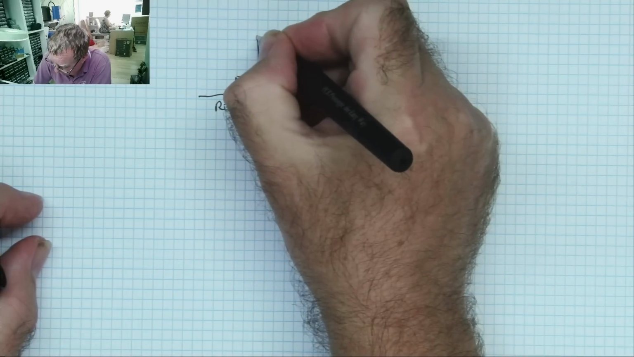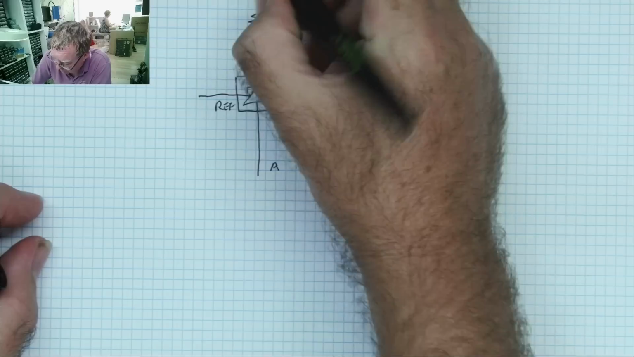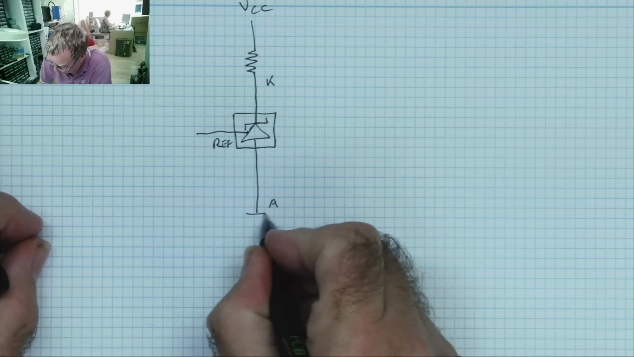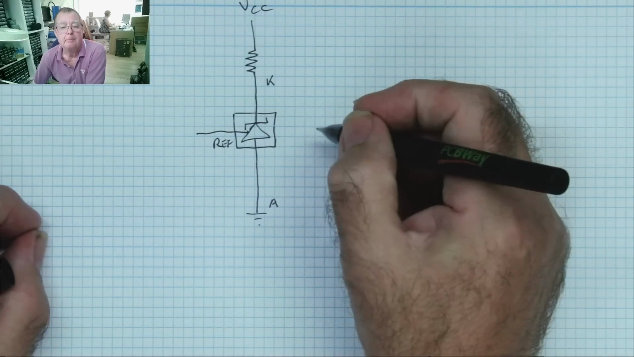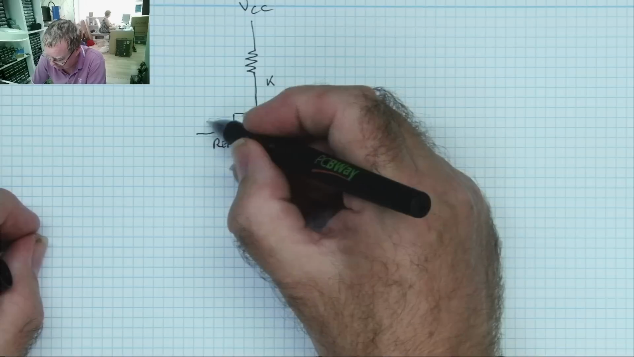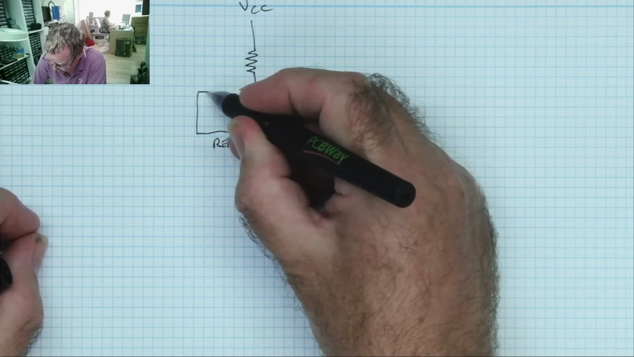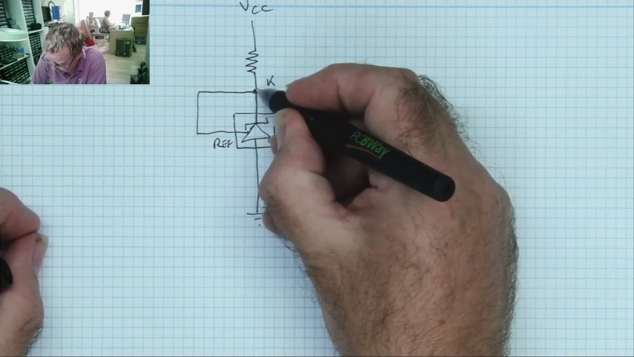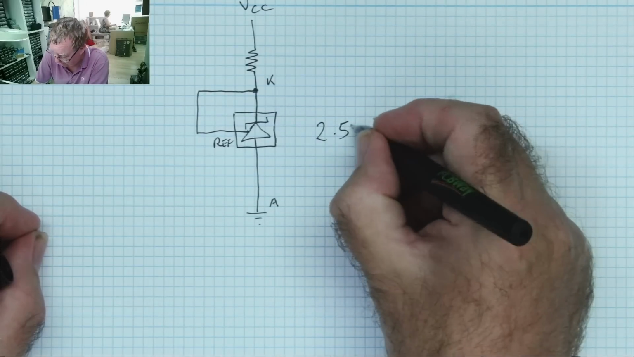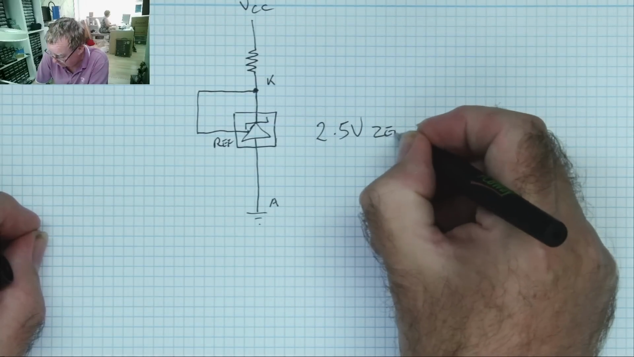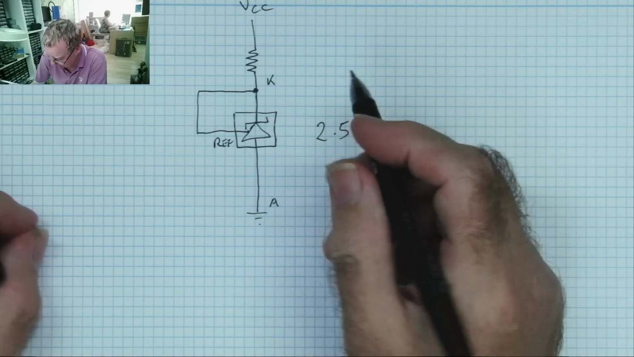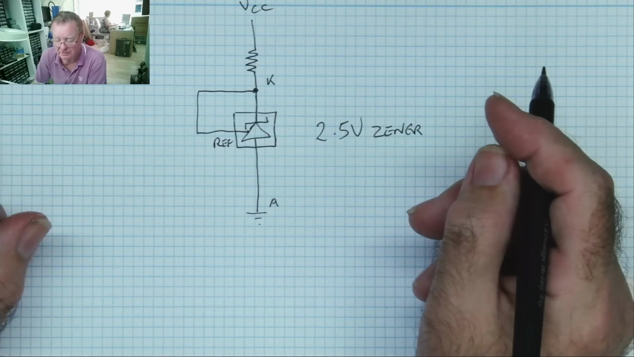To use this, we have a resistor going to VCC, the supply voltage. This end connects to ground. And if we connect the reference directly to the cathode, like so, this gives us a 2.5 volt Zener. That is the same as a 2.5 volt Zener diode.